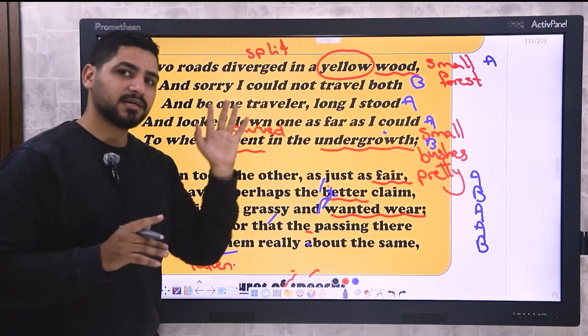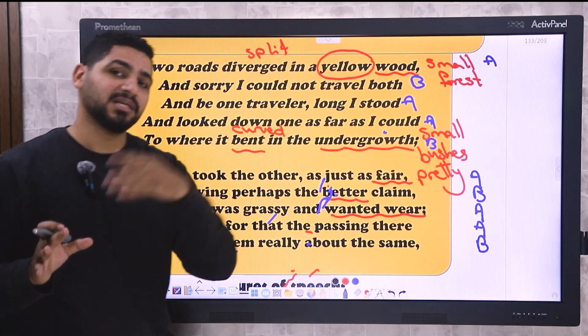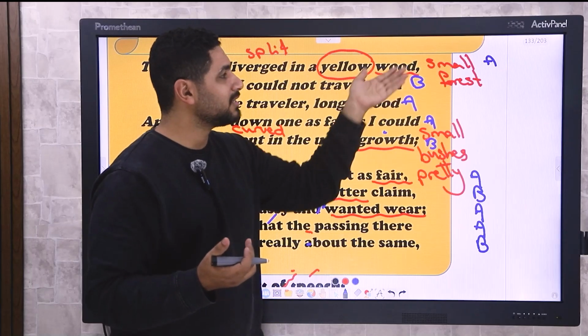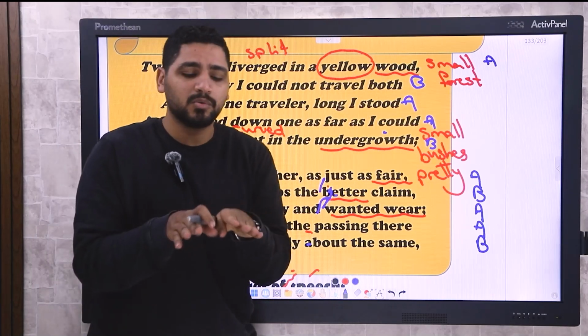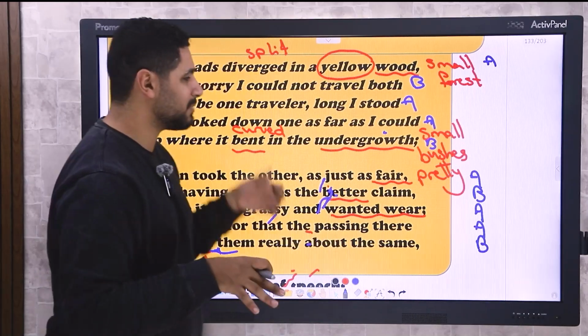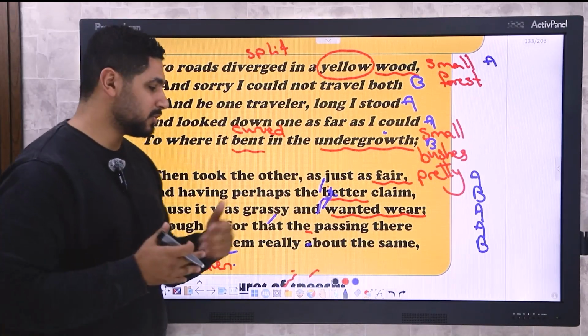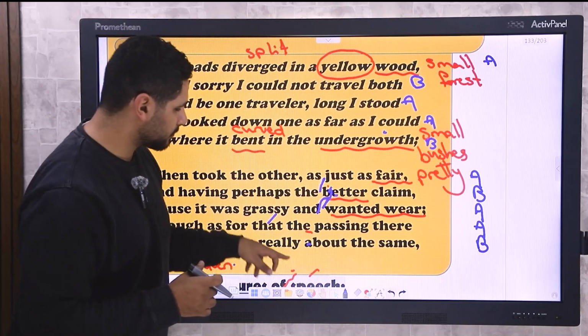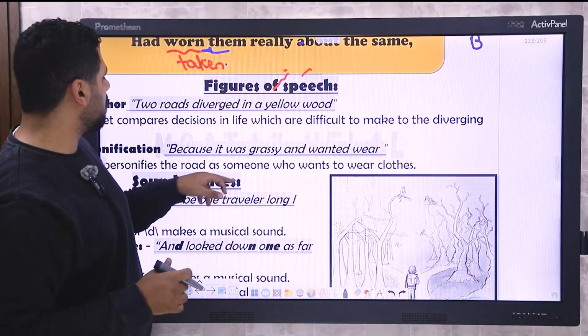So at the beginning, he wanted to take one road. He decided to take the other because he was traveling on his own. It was autumn time. He was in a small forest, traveling, and the road just split, like diverged. He didn't know which road to take, but then he took the other one because it was more beautiful.